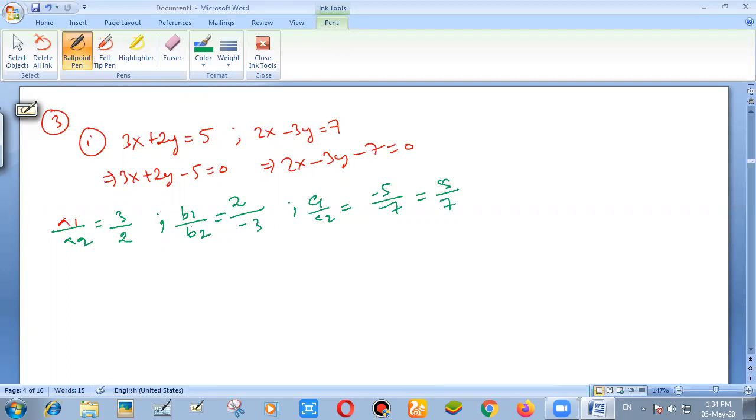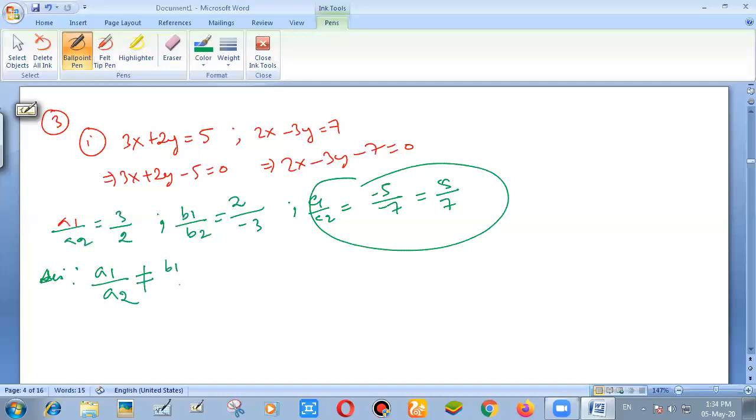Now see, if you find that a1 by a2 does not equal b1 by b2, then there is no need to see the c1 by c2. Okay, now see. So hence, you can write a1 by a2 does not equal b1 by b2, yes or no, because it is 3 by 2, and it is minus 2 by 3.